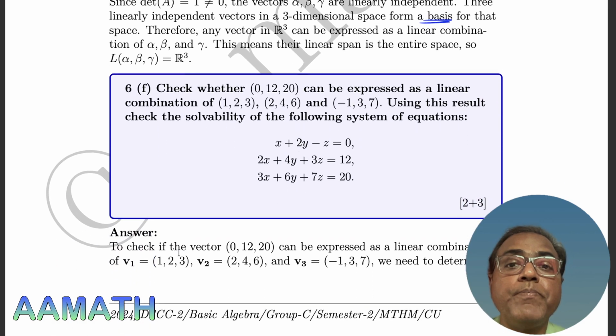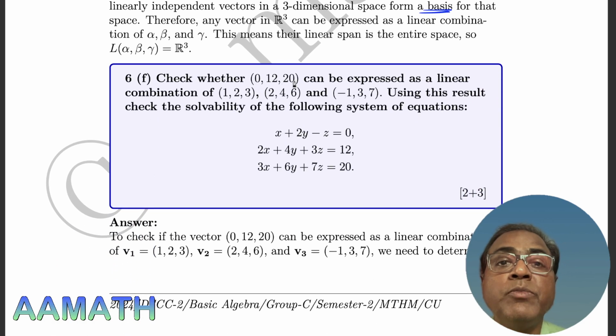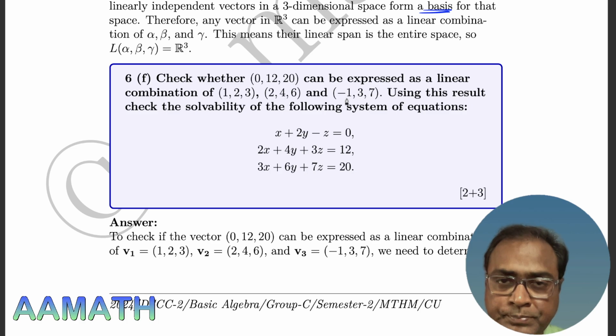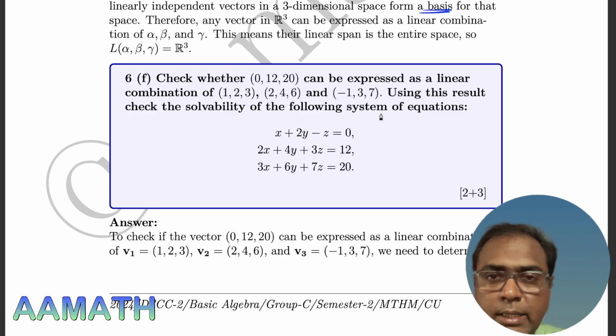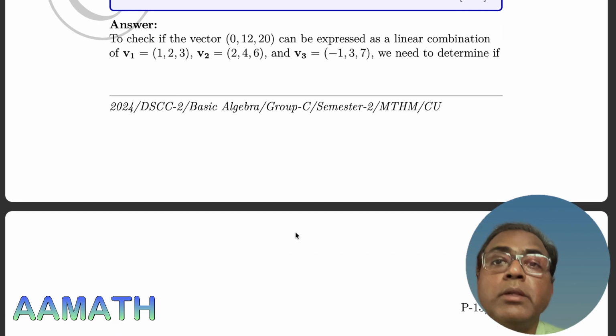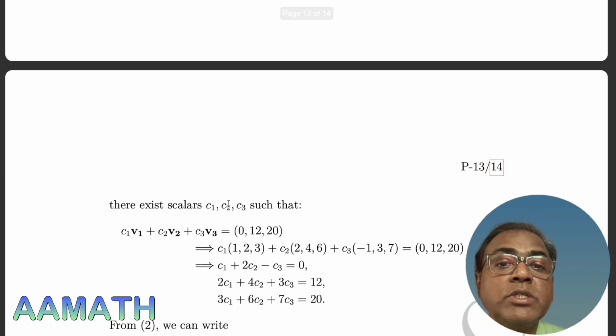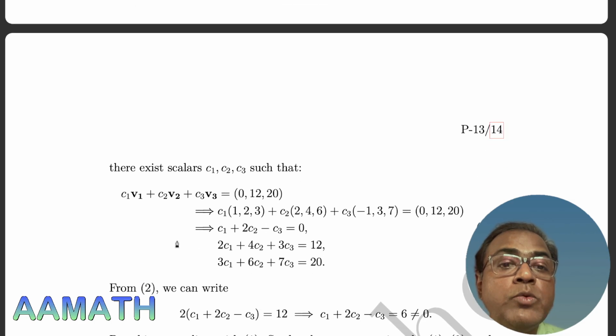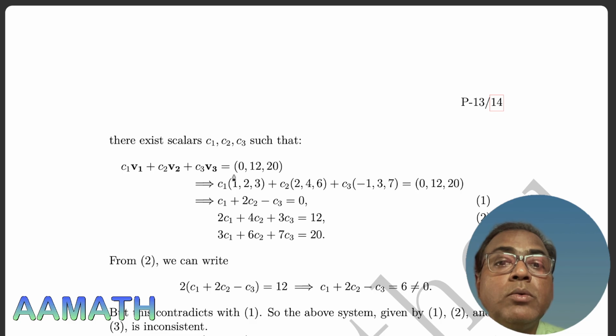Next question 6F. Check whether (0, 12, 20) can be expressed as a linear combination of (1, 2, 3), (2, 4, 6) and (-1, 3, 7). Using the result, check the solvability of the following system of equations. If the vector (0, 12, 20) can be expressed as a linear combination of V1, V2 and V3, then we need to determine scalars C1, C2, C3 such that C1 V1 plus C2 V2 plus C3 V3 equals (0, 12, 20).